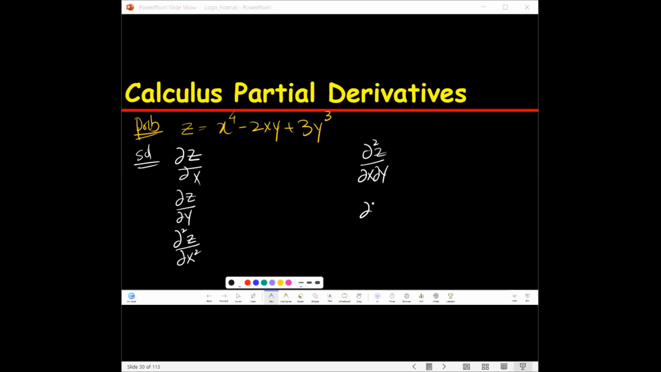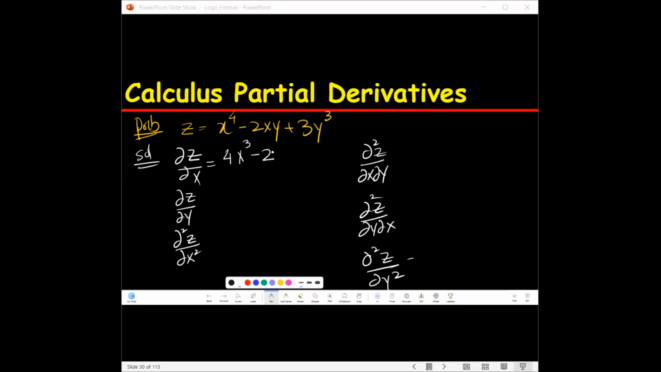We also need to calculate dy dx, and the last but not least, the second order partial derivative with respect to y. These are the typical six ways I can take the partial derivative of a function of two variables. Okay, so let's start with the first one. If I take it with respect to x, it's going to be 4x cubed.